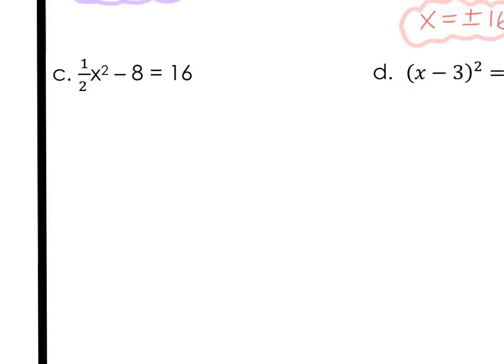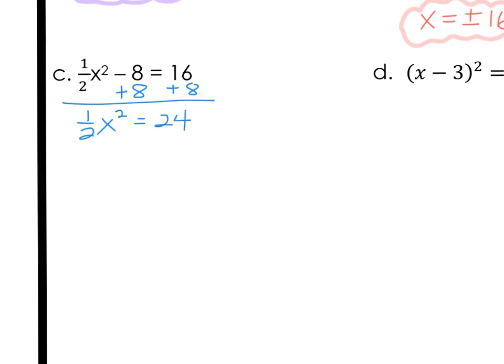In example C, we have 1/2 times x squared minus 8 equals 16. It's kind of in standard form, but we've got 16 on the right, and we're missing that bx term. This is an excellent opportunity to try to isolate the x squared term. We'll first move the 8 over by adding it. And we have 1/2 x squared on the left, and 16 plus 8 is 24 on the right.